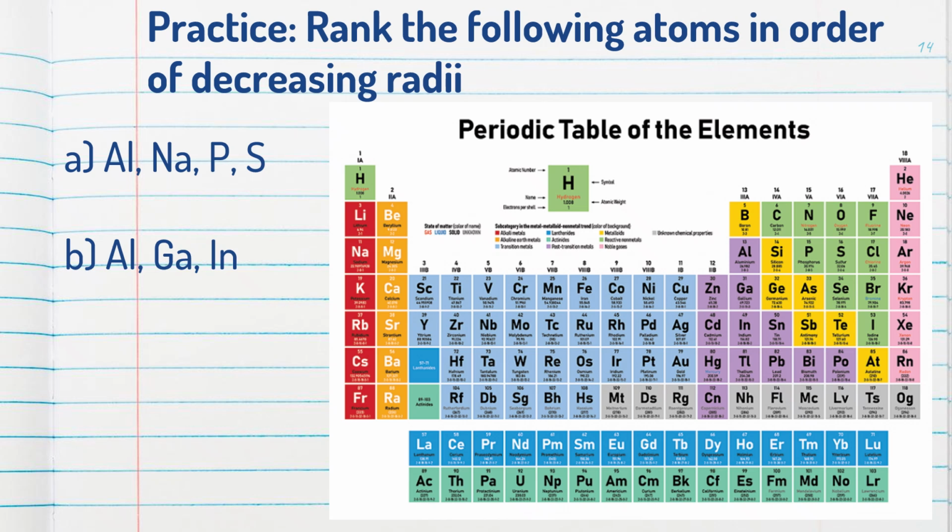So I'm going to give you a chance to look at the next one, Al, Ga, and In, and put those in order from decreasing radius. Exactly. It's going to go from In, Ga, to Al because we know that atomic radius increases as we go down the group.